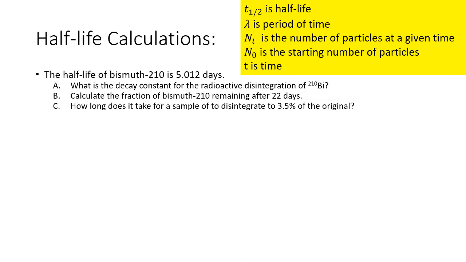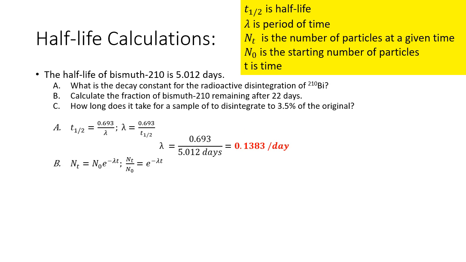All right, so let's try a half-life calculation. The half-life of bismuth-210 is 5.012 days. What is the decay constant for the radioactive disintegration of bismuth-210? So that decay constant is our lambda, lowercase lambda. So we pull back up that equation, we solve it for the lambda. Lambda equals natural log of 2 over T1/2. Our T1/2 is 5.012 days. So we go ahead and plug that in, and we get a radioactive decay constant of 0.1383 per day.